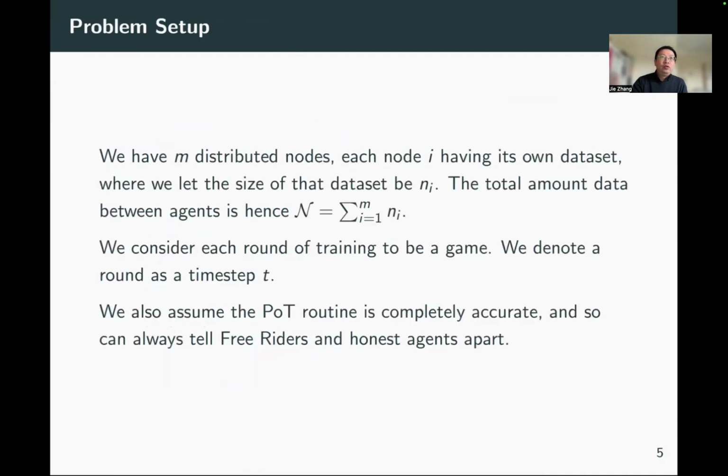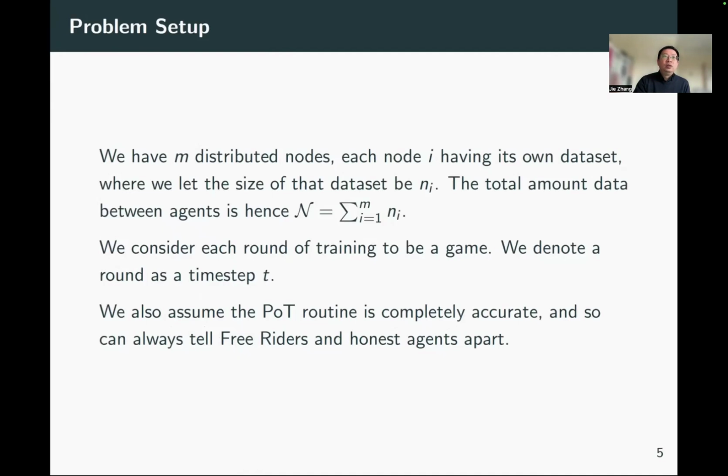So we can begin to formulate this more properly. We are going to see we have m distributed nodes. Each node has its own dataset, and we see that the size of the dataset is n_i. The total amount of data shared between all our agents is big N, which is just the sum of all the individual datasets. We then consider each round of training to be a game.